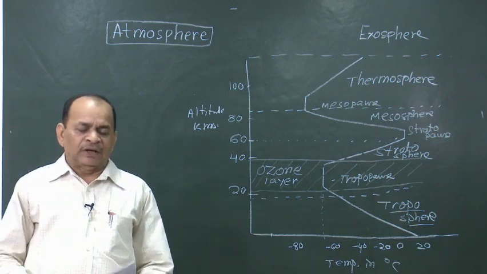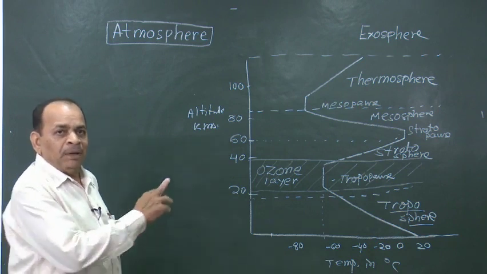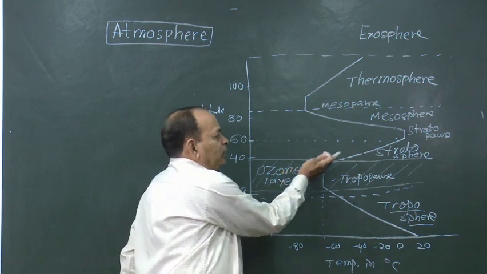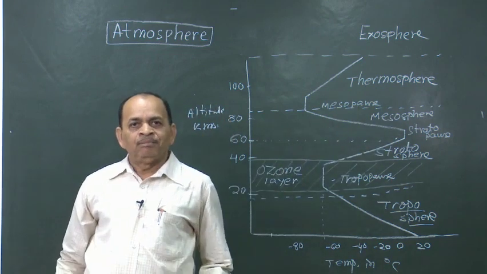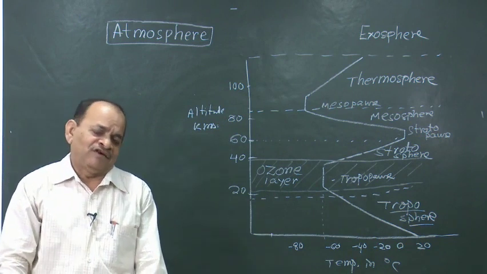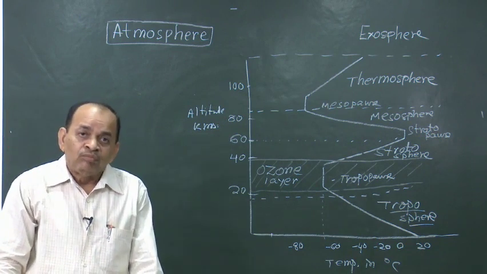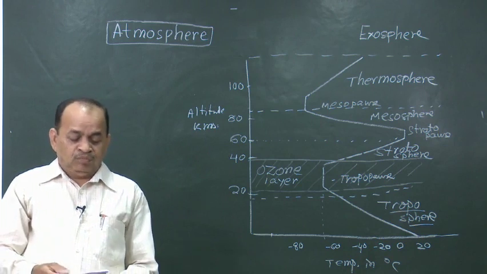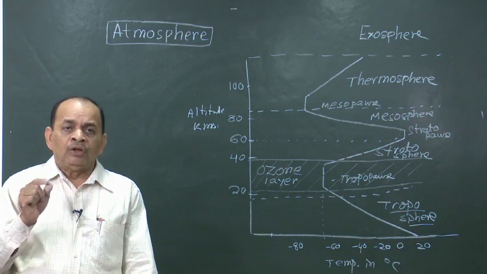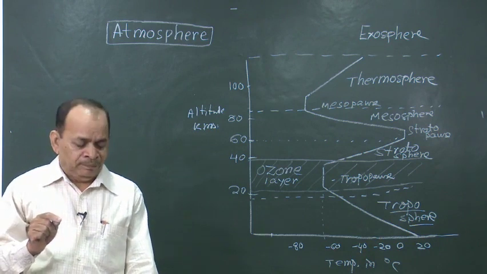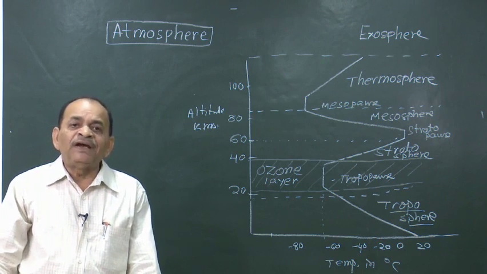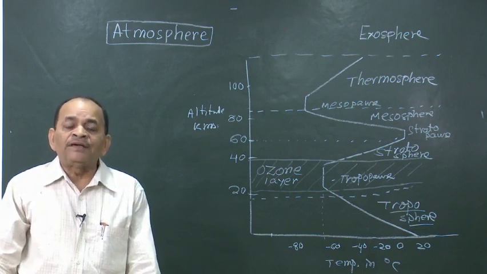The temperature here you can mark. In the troposphere the temperature decreases, but here the temperature increases. So the temperature begins to increase in this region. This is due to the heating through the absorption of UV radiation by ozone. UV radiation means ultraviolet radiation.